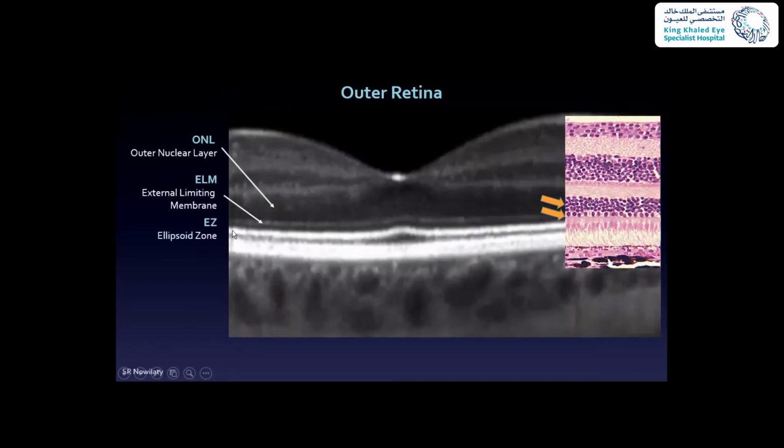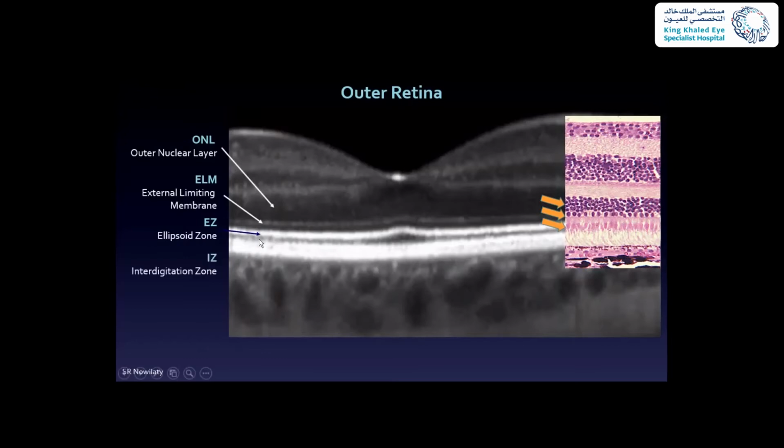External limiting membrane. Then you've got the ellipsoid zone, which is a quite impressive hyperreflective layer, right there. This corresponds to the junction of all these mitochondria that are in the inner segment, okay? So that's called the ellipsoid zone, which is part of the inner segment of the photoreceptors.